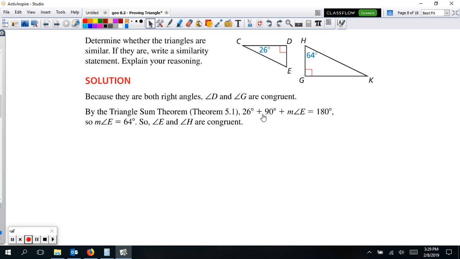And we can then figure that out. If we add 26 and 90, that's going to be 116, and subtract that from 180. We can figure out that angle E is 64 degrees, which is the same as this angle H. So now we have E and H also congruent, and that would be 2 angles in one triangle congruent to 2 angles in the other triangle. And so then we can say that those 2 triangles are similar. So yes, they are, and the reason is by the AA similarity theorem.